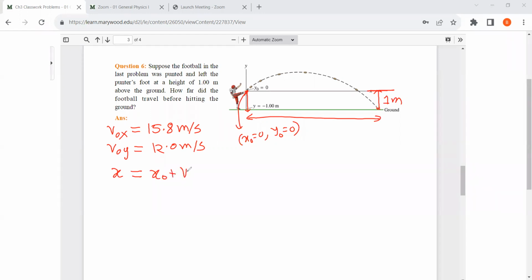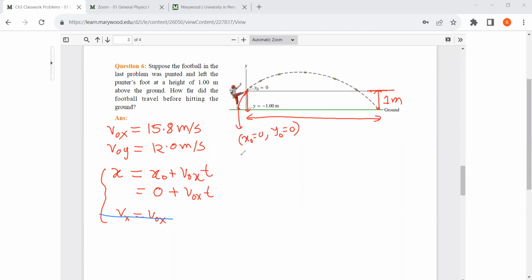x equals x0 plus v0x t. Now x0 is 0, that is good, so we have v0x t. We know v0x, that is this, but we do not know t, right? We cannot calculate t from the x component equations. We have another equation for the x component, vx equals v0x, but this cannot be used because there is no information about t.